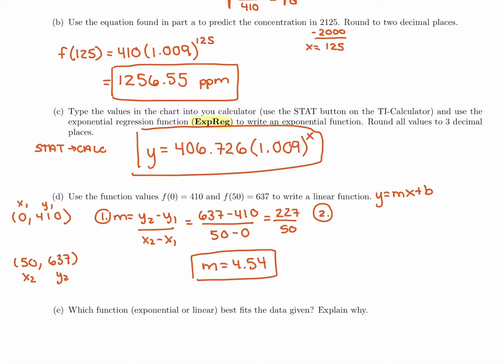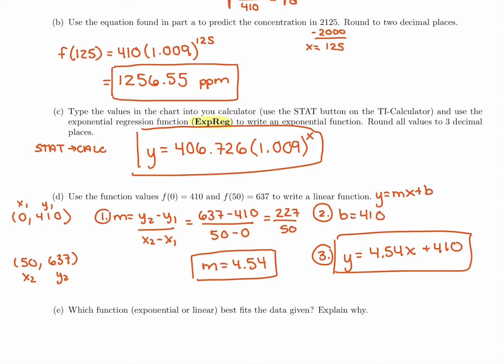Our second step is to find b. b is whatever the y value is with 0. So b is going to be 410. And lastly, we can write our overall equation, y equals 4.54x plus 410. There's our y equals mx plus b.